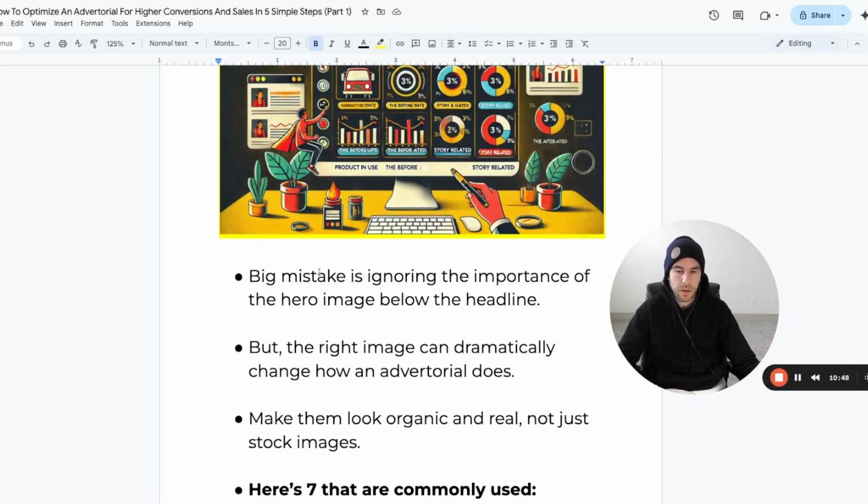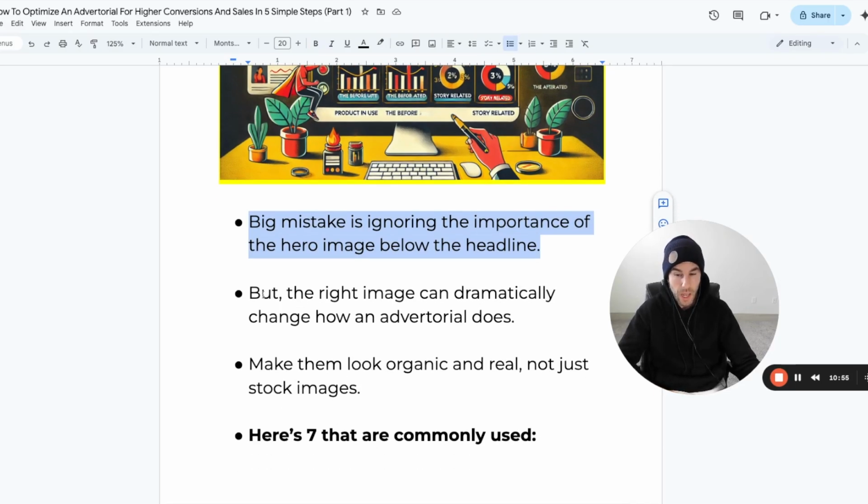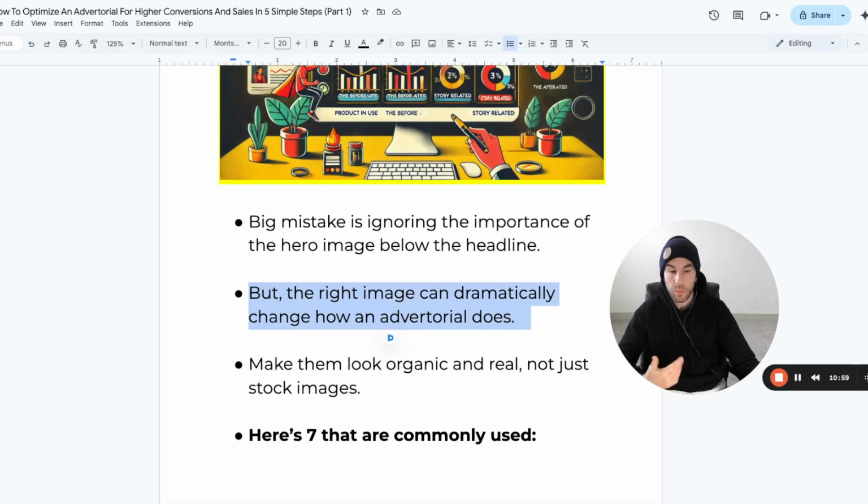And a big mistake that a lot of companies make is they ignore the importance of the hero image that is right below the headline. But the right image that you have there can dramatically change how the advertorial performs on cold traffic, because it is the very first visual, almost like a visual hook, that is going to capture their attention right below the headline.